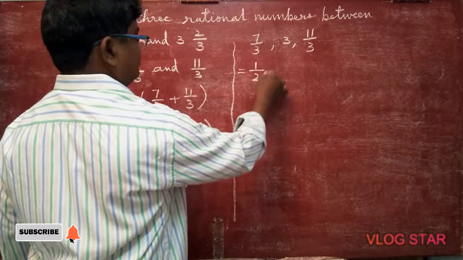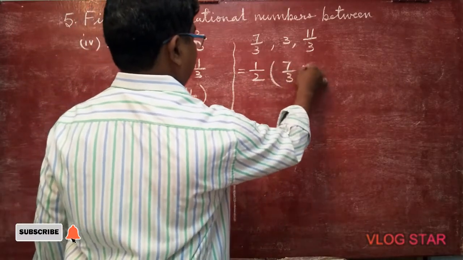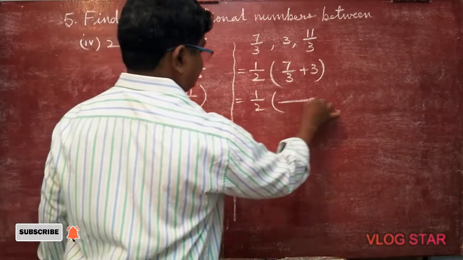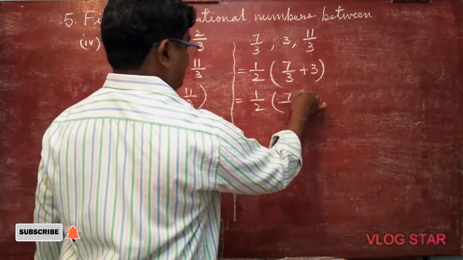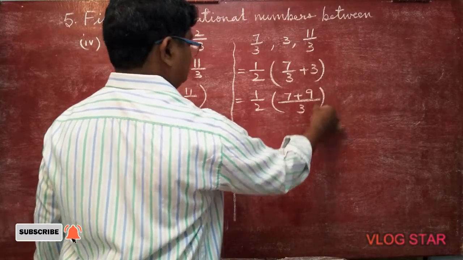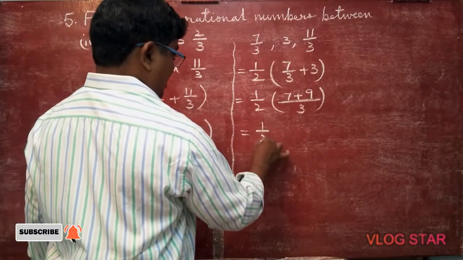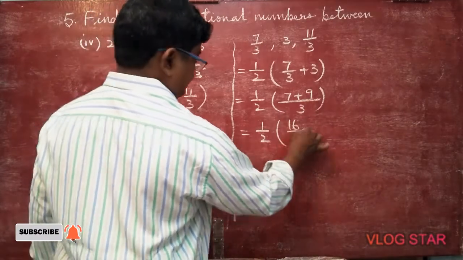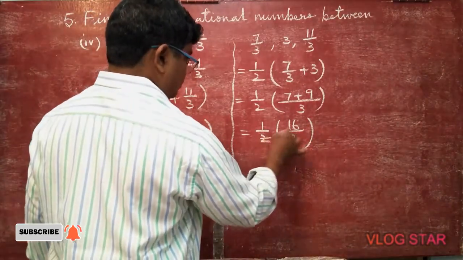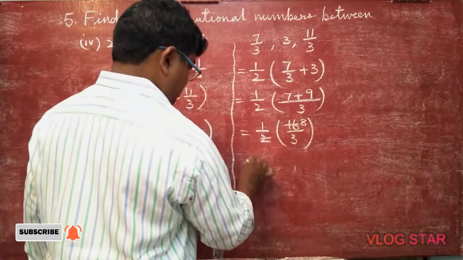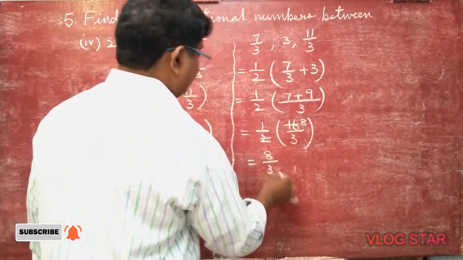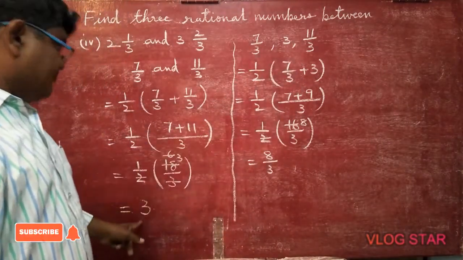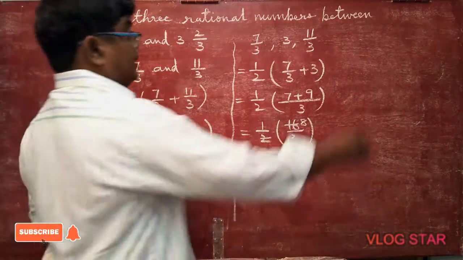half of 7 by 3 plus 3, that is equal to half of, 3 LCM. 7 plus 3 threes are 9, that is equal to half of 7 plus 9 is 16 by 3. Here 2 goes 8 times. So 8 by 3 we got. Where in between these two, keep in mind, this should come first, then afterwards 3 should come. Okay. Next.